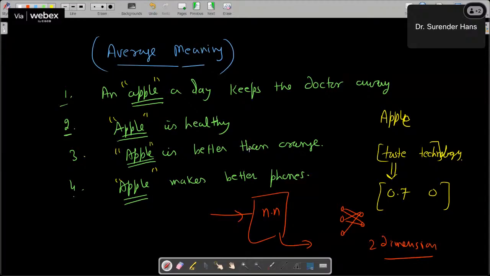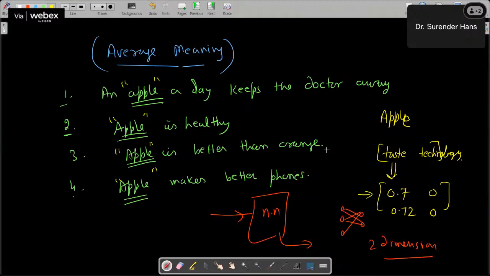So now for the second sentence, apple is healthy. When you feed the second sentence to the neural network, the neural network will understand this apple is a food item, so it must be related to the taste. So the vector item will increase a little bit more, maybe 0.72. Okay, and the second one, technology, is 0. So after the first sentence, the vector is 0.72 and 0.